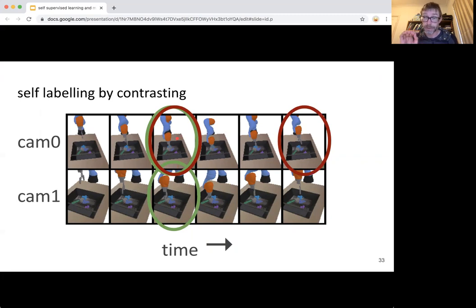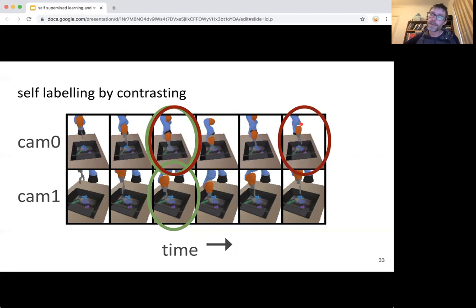This is actually quite difficult when you think about what's happening here, because the two that we want to be the same actually look quite different in pixel space. They look quite different because it's a slightly different angle. Whereas the ones that we want to be different actually in pixel space look very similar.